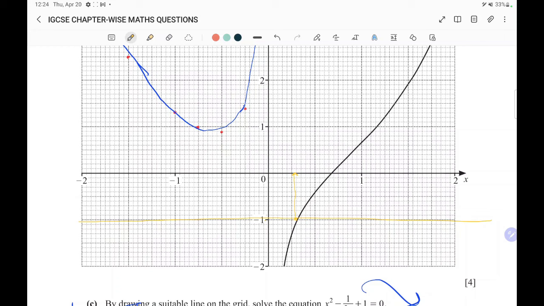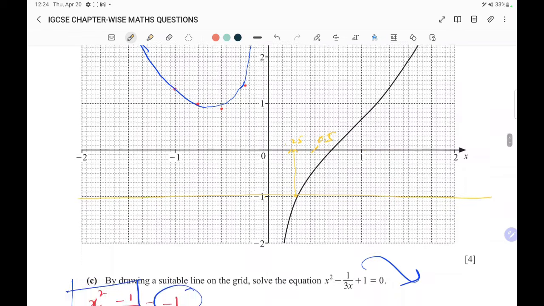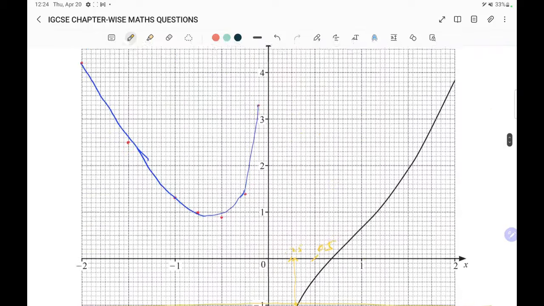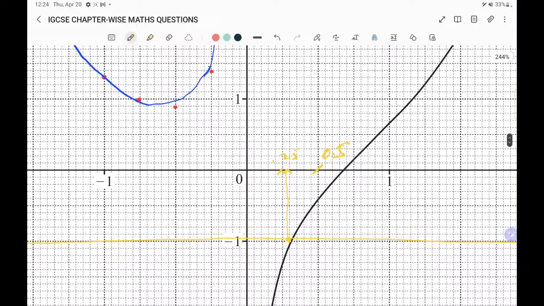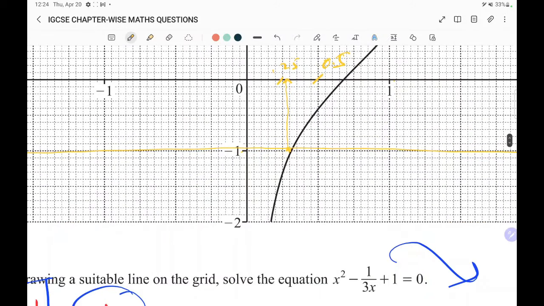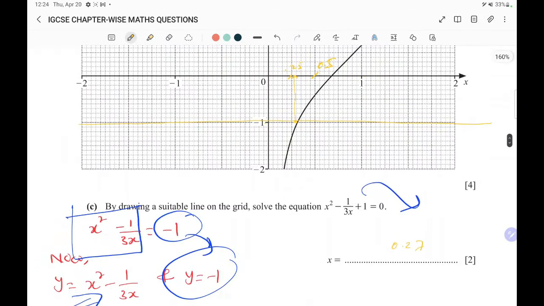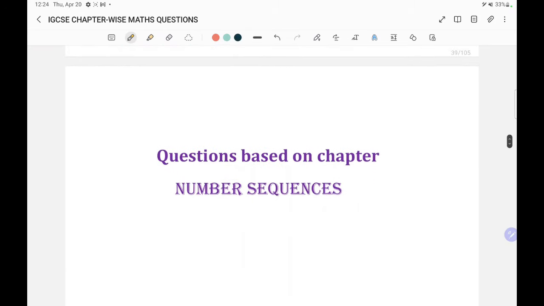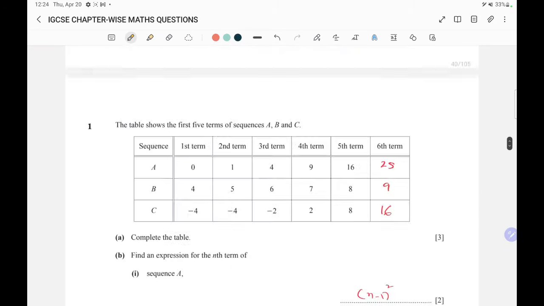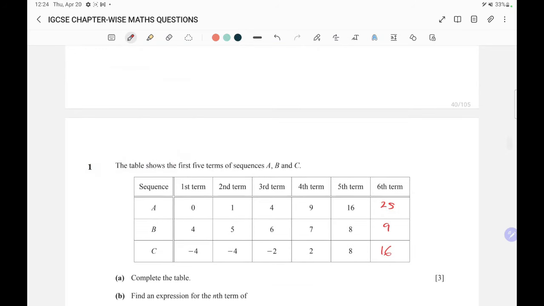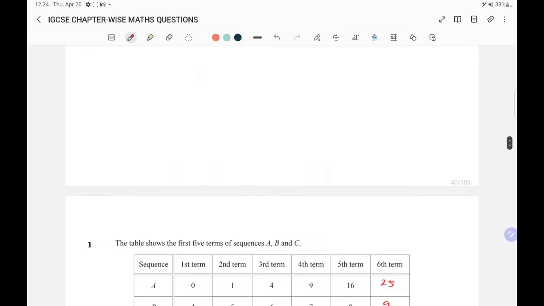So just measure this. How much? I think this is 1. So this is 0.5. Okay, so this is 0.25. So you can check, it will be around 0.27. Okay, now come to the next question. Here the range will be given to you, so don't worry about it. Now come to the next question, which is based on number sequences.